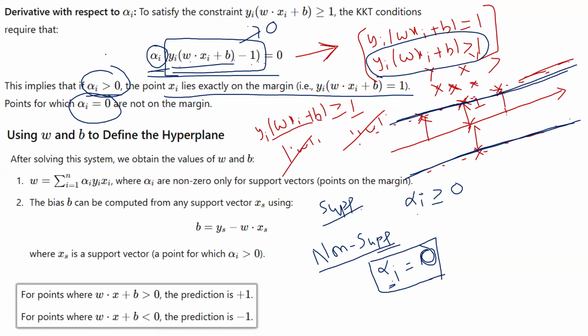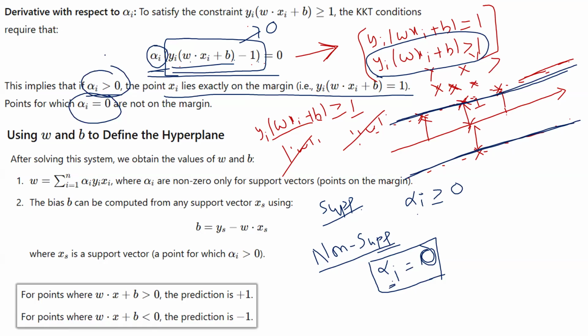Understood this? Using KKT conditions, we found two things. The first is that alpha i is equal to 0 for all non-support vectors. Alpha is greater than 0 for support vectors.